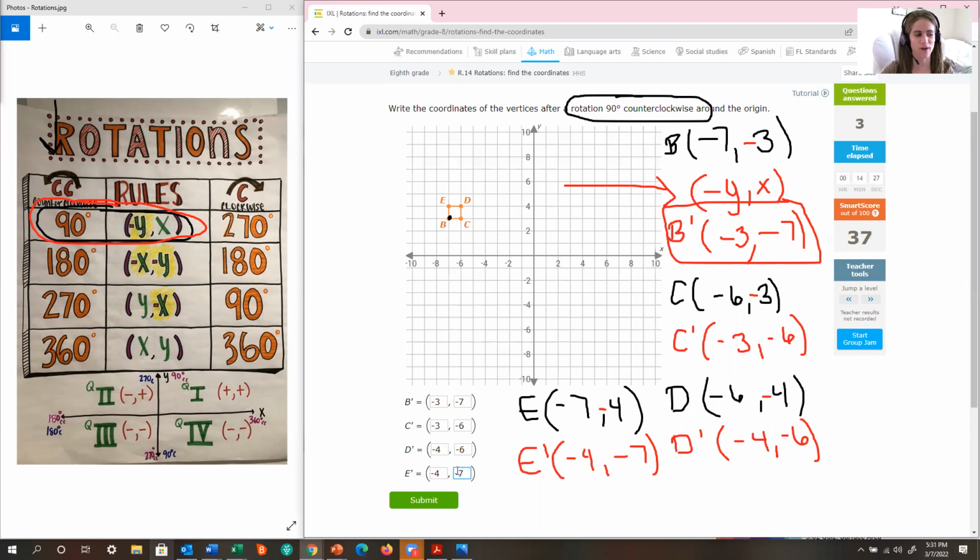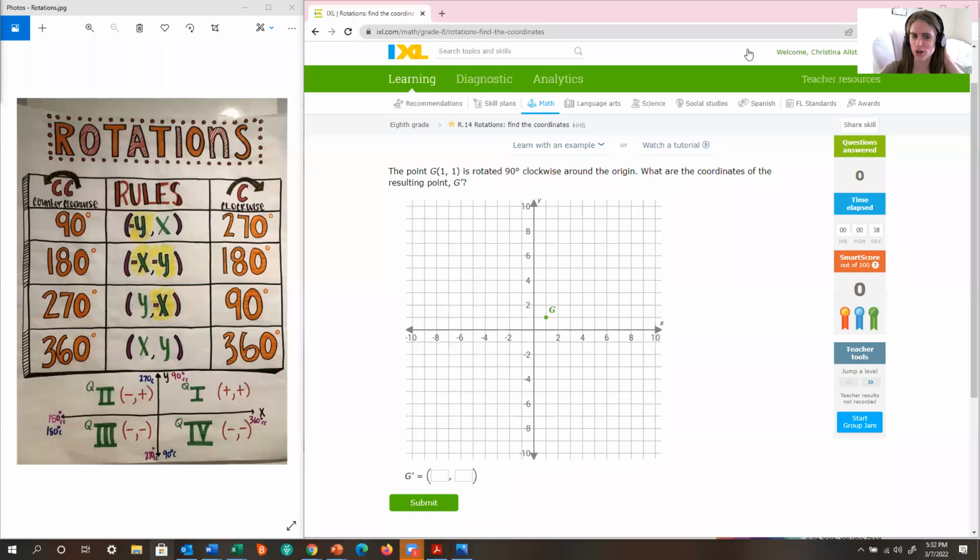All right, awesome. Let's find one that's a rule we haven't used yet. All right, here we go. Point G, which is located at 1, 1, is rotated 90 degrees clockwise about the origin. So pay close attention to your chart. Make sure we look in the clockwise column. If it's rotated 90 degrees clockwise, we follow this rule. Our rule for rotating 90 degrees clockwise is we flip around our X and our Y values and we multiply the original, so your pre-image X value, by a -1.